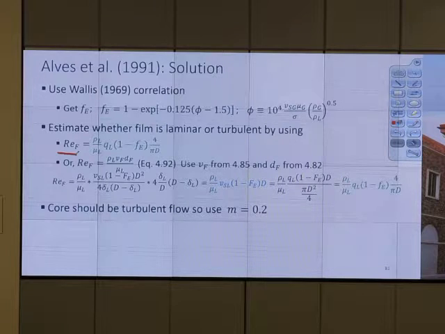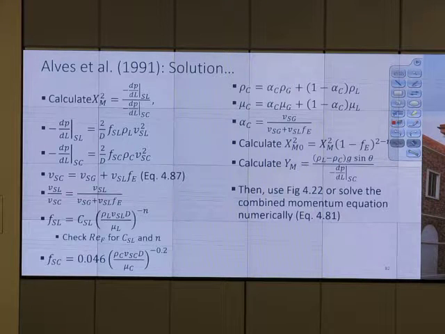Once we have the Reynolds number of the film, the core m equals pi 2, this is the exponent. So you get Fe and Ref. Without going into any detail, this is telling you how to do just the calculation of pressure drop.